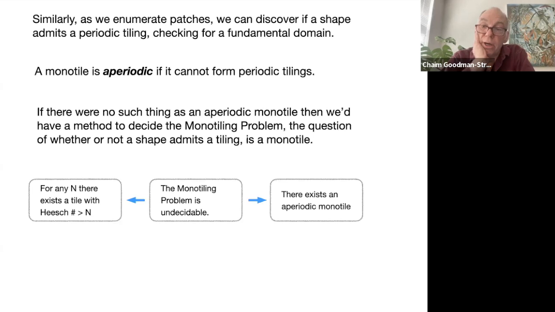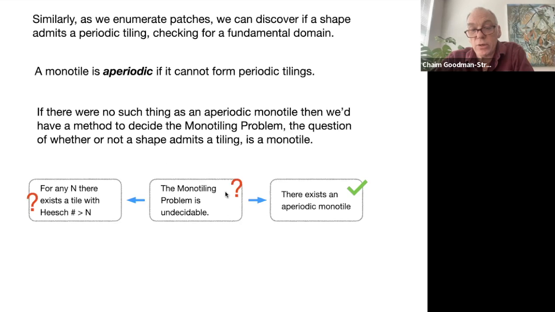And so we have this first decidability little implication box, which is more general, as I'll discuss. If the so-called monotiling problem is undecidable, which remains open, then that would imply that the Heesch number is unbounded, and it would also imply there exists an aperiodic monotile. We actually now know there exists an aperiodic monotile, as I'll get to, but the remaining two questions are still open.